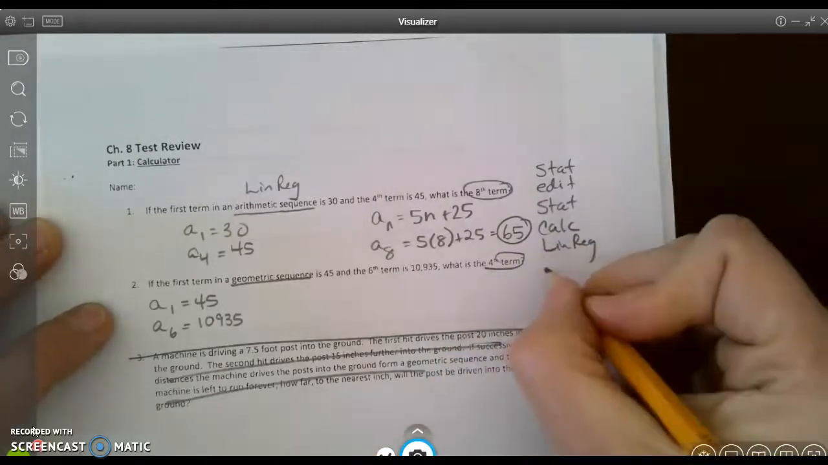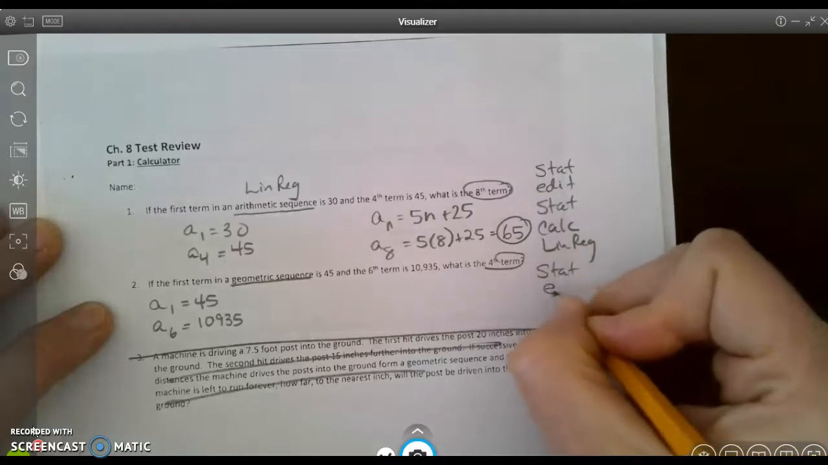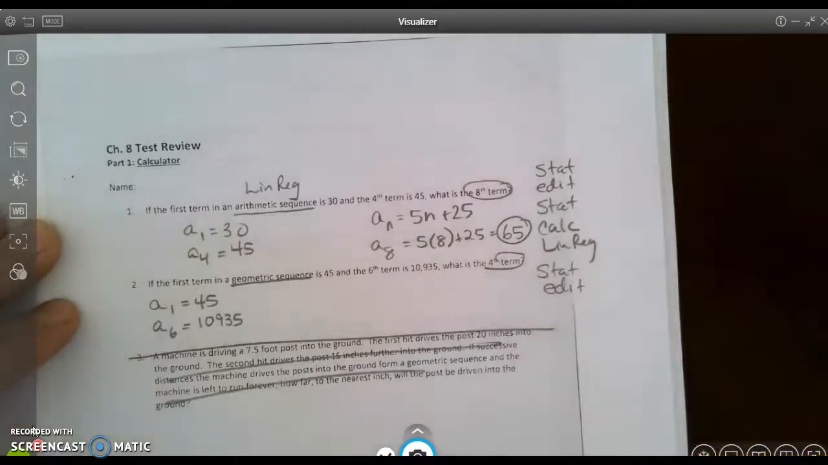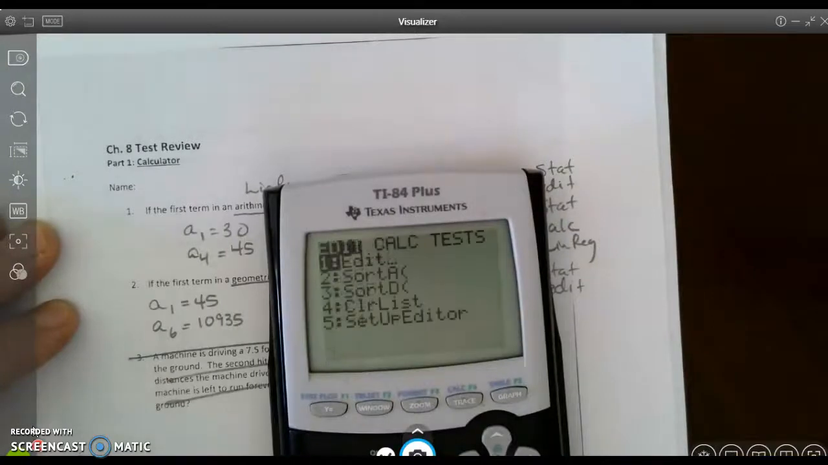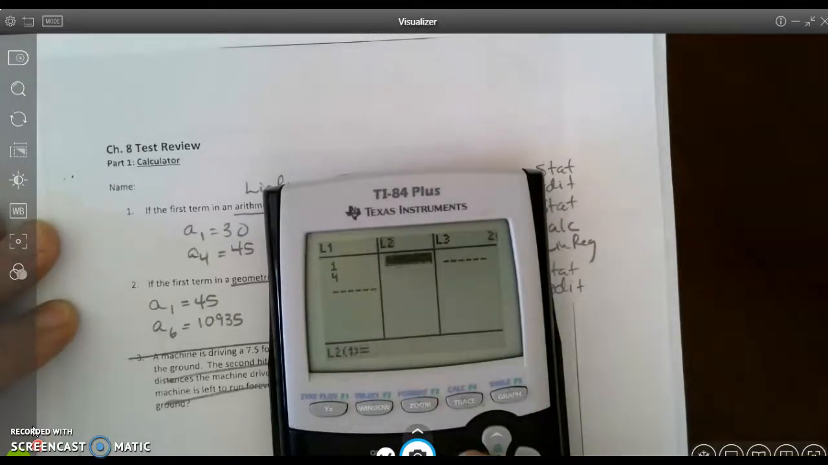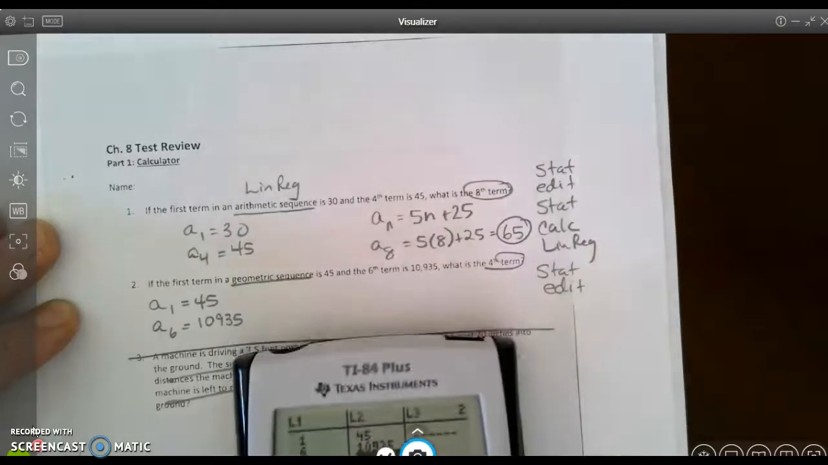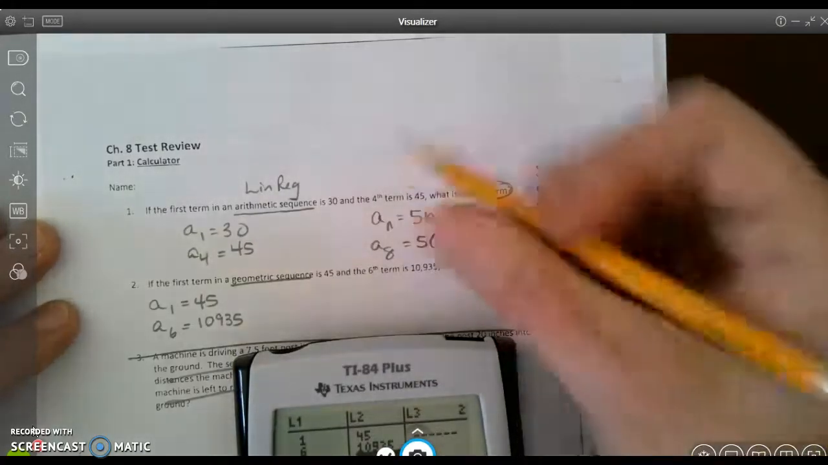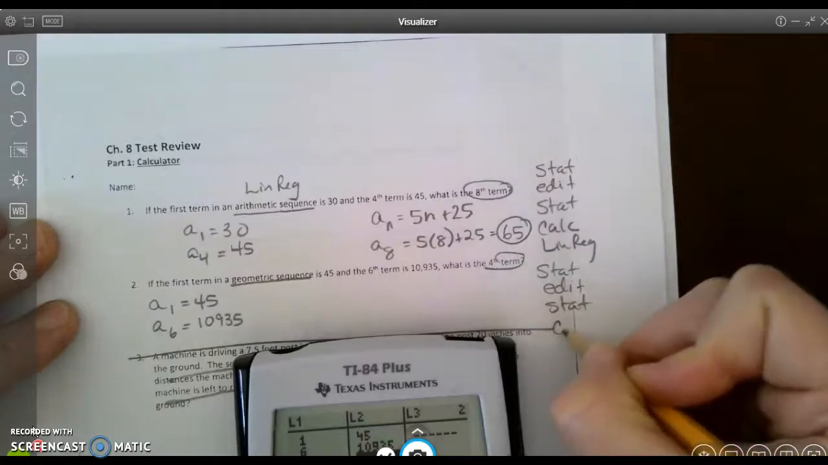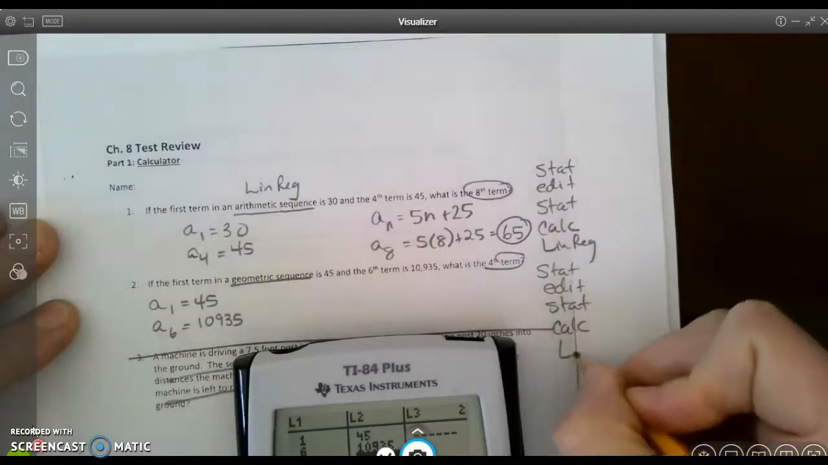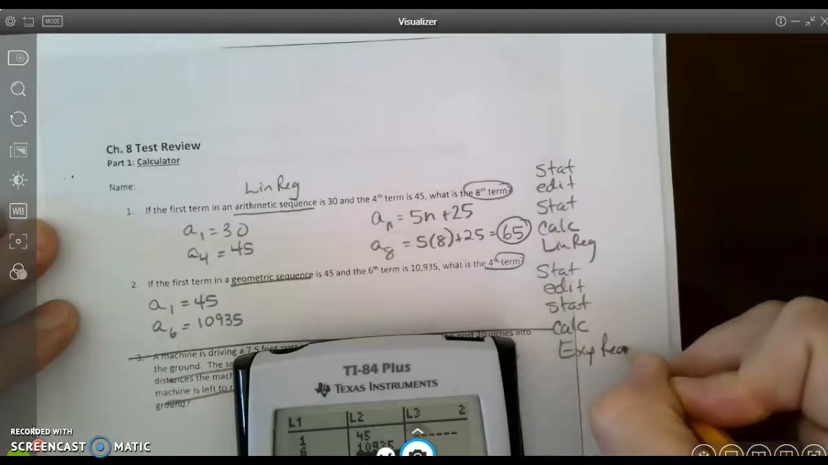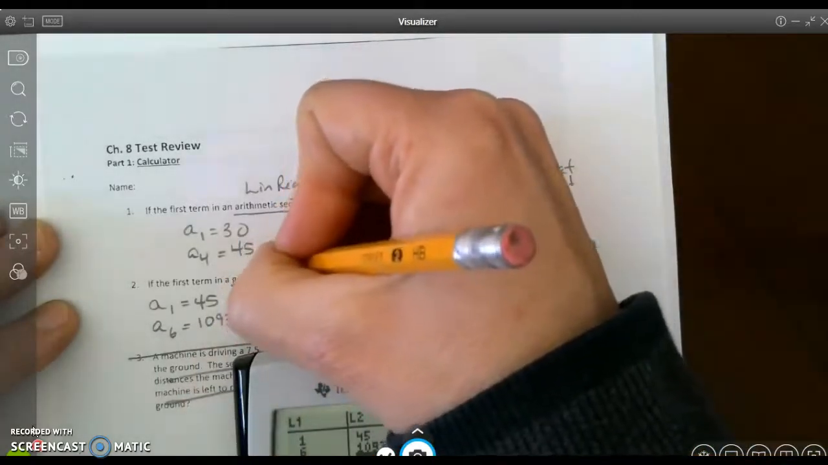Right, again, I'm going to go to Stat and then Edit. So let's do that, Stat and Edit, clear out what's there. First term and sixth term are 45 and 10,935. Now this time, because it's geometric, when I go to Stat and Calc, I'm going to choose Exponential Regression. I'll also write that here.